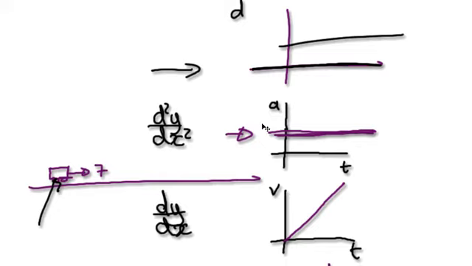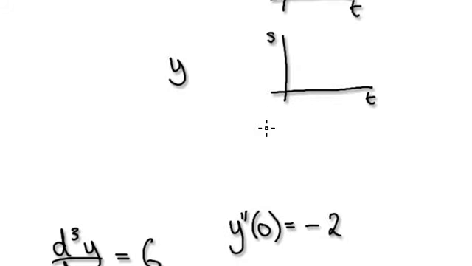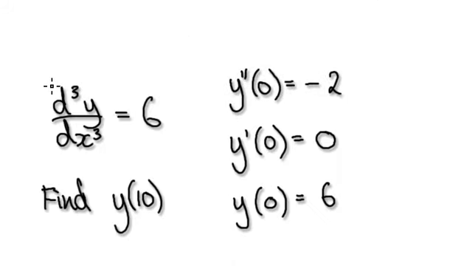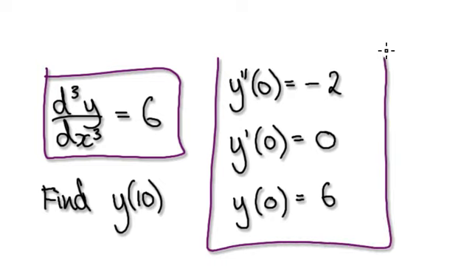But don't worry about it too much. So here, given the third derivative equals 6, these are your initial conditions, and find y of 10. Okay, so press pause and have a go, and then I will tell you the solution in the next video.